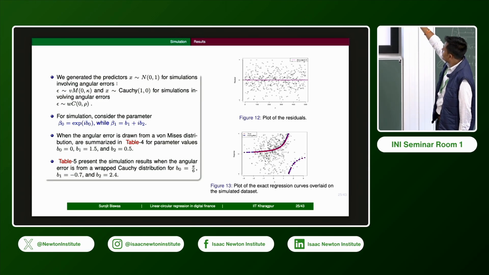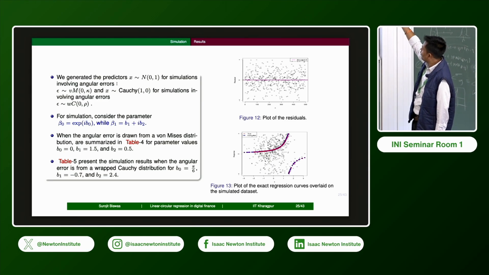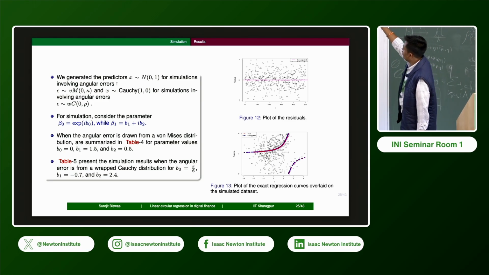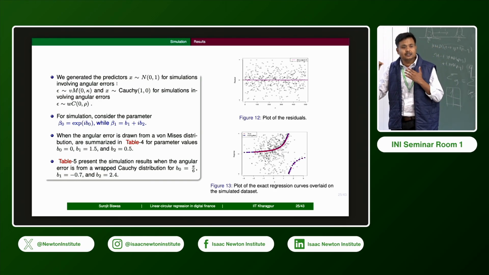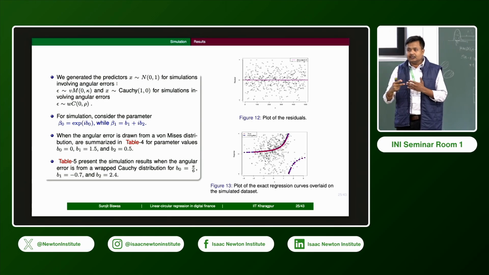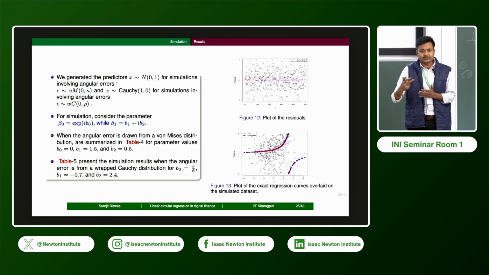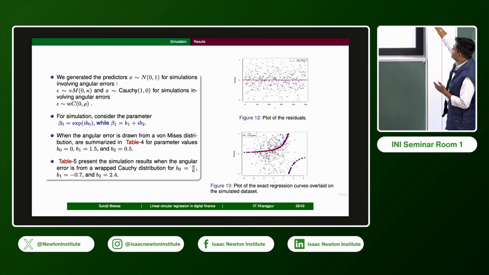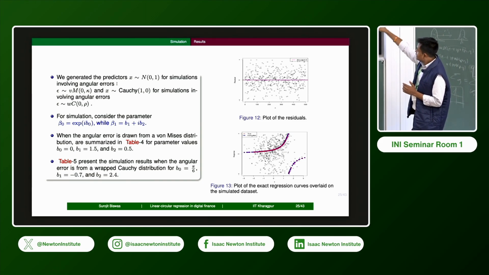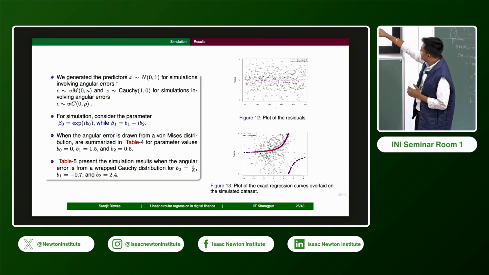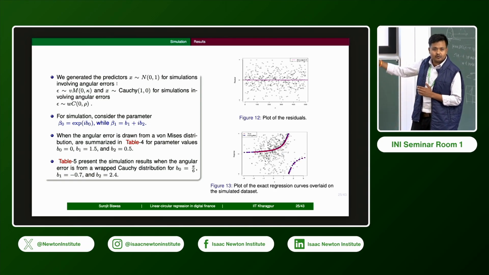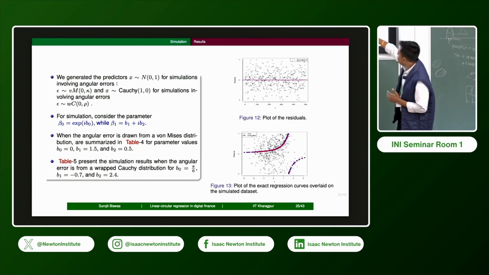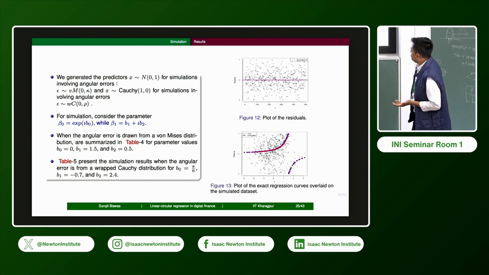On the right, you can see two figures. The first one is the residual plot. You can see no systematic trend, and it is symmetric around the zero degree angle. We have done the Watson test to check whether the data is coming from von Mises or not, and you have seen this is coming from the von Mises distribution. This is figure 13: the true regression curve is red, and the estimated curve is blue. You can see from the figure that they overlap quite well with each other.